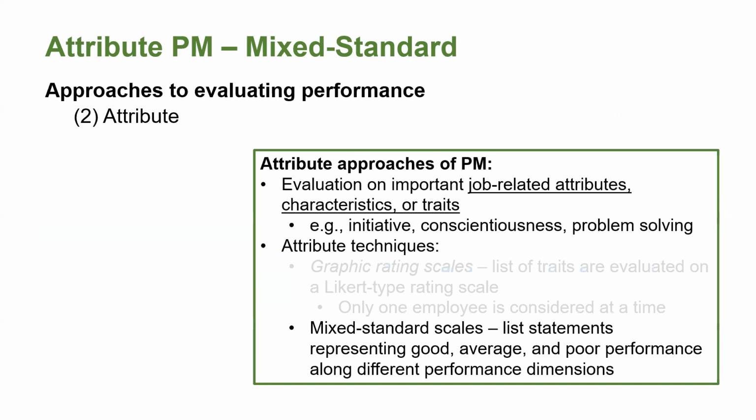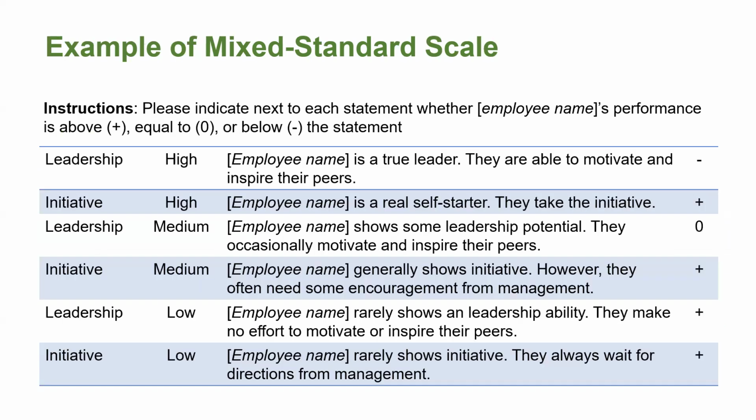Now, another attribute option is using mixed standard scales, which list statements representing good, average, and poor performance along different performance dimensions. And again, only one employee is considered at a time here. As an example, you can see that the manager or HR professional here has identified specific statements reflecting high, medium, and low levels of certain traits like leadership and initiative.